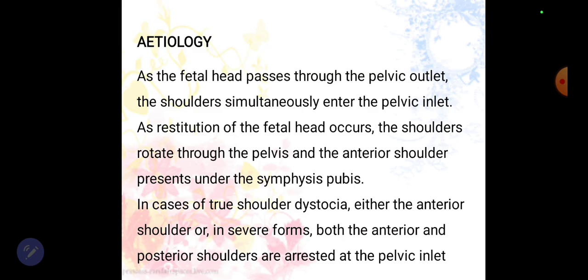Etiology: as the fetal head passes through the pelvic outlet, the shoulders simultaneously enter the pelvic inlet. As restitution of the fetal head occurs, the shoulders rotate through the pelvis, and the anterior shoulder under the symphysis pubis will be aligned in the anterior-posterior diameter. In cases of true shoulder dystocia, either the anterior shoulder or, in some cases, both anterior and posterior shoulders are arrested at the pelvic inlet. So it's impaction at the level of the pelvic inlet and symphysis pubis.